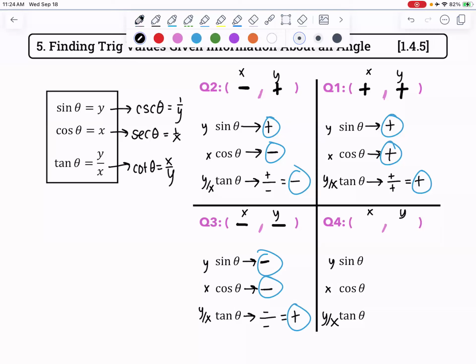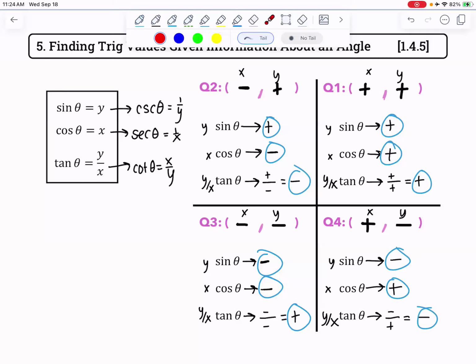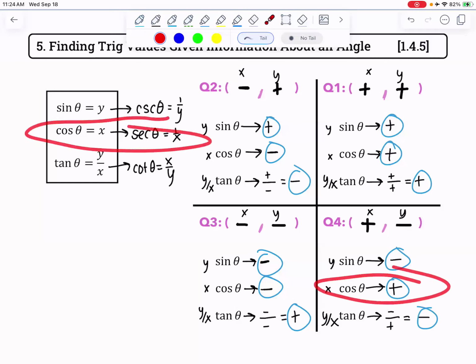Finally, in quadrant four, x values are positive, but y values are negative. So sine is negative, the y value is negative. Cosine, the x value, is positive. And then tangent will be a negative divided by a positive, which is a negative. So in quadrant four, only cosine and cosine's soulmate secant are positive.